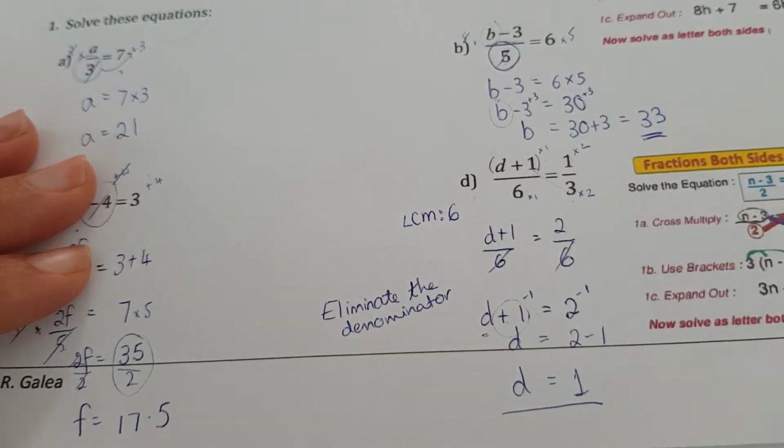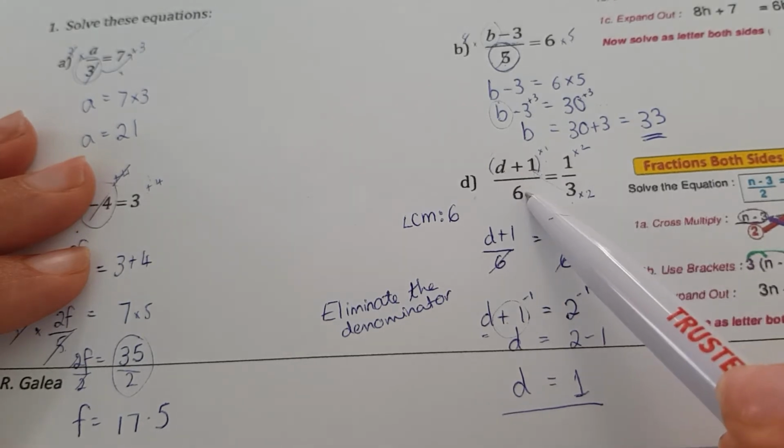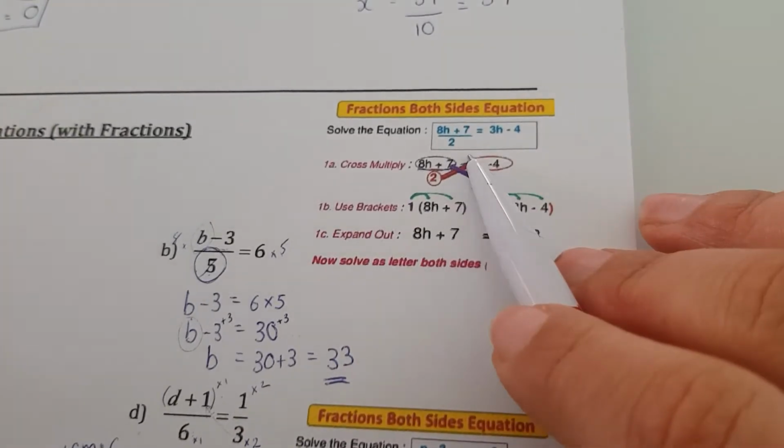And obviously you can check it out. 1 plus 1 is 2. 2 on 6, when you simplify it, will become 1 on 3. These are the other examples that you have. You can go through them as well.